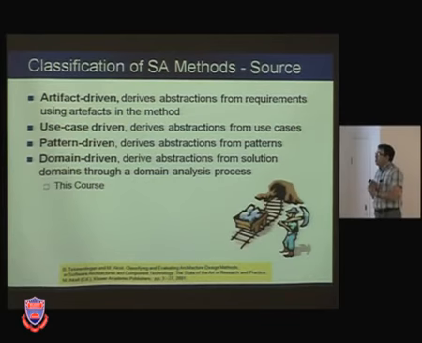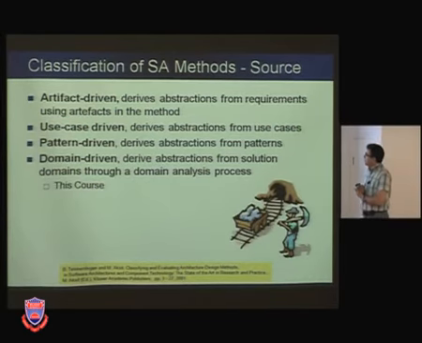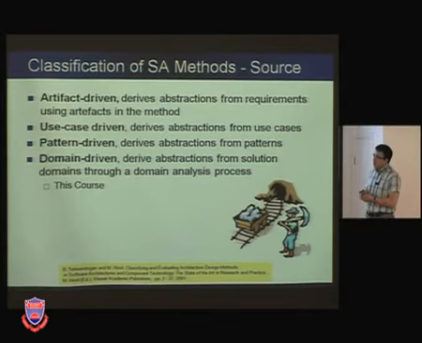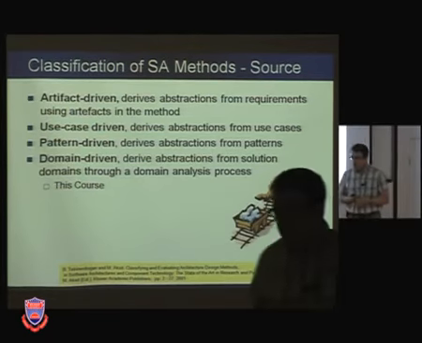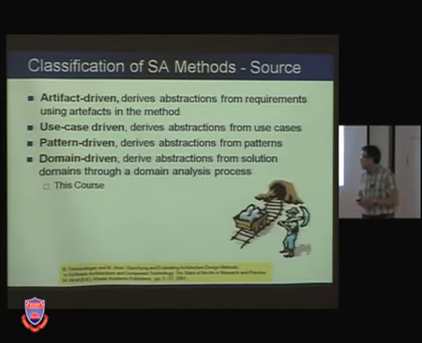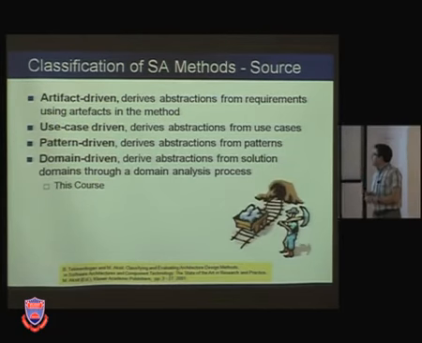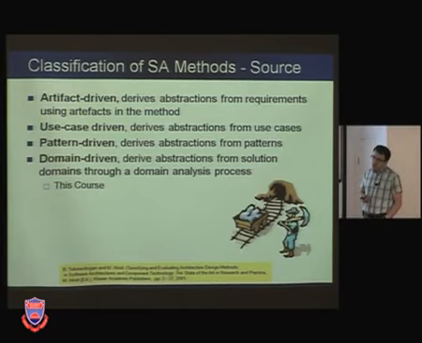There we distinguish between four types of architectural design methods, software architectural methods. First one is artifact-driven, use case-driven, pattern-driven, and domain-driven approaches. Artifact-driven approaches derive the components from the requirements using artifacts in the method. I will explain this in a minute.